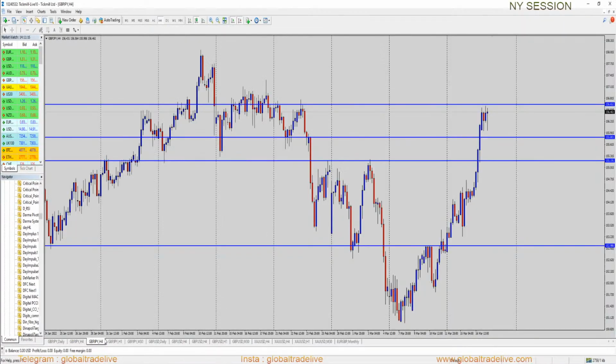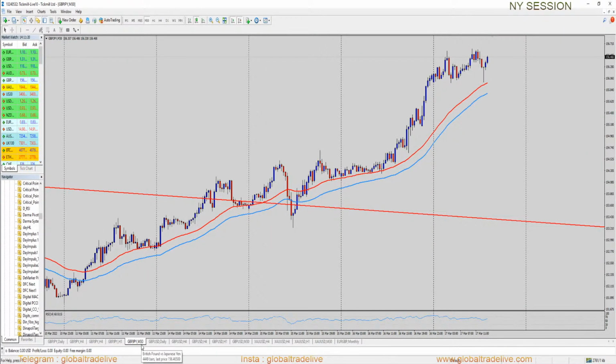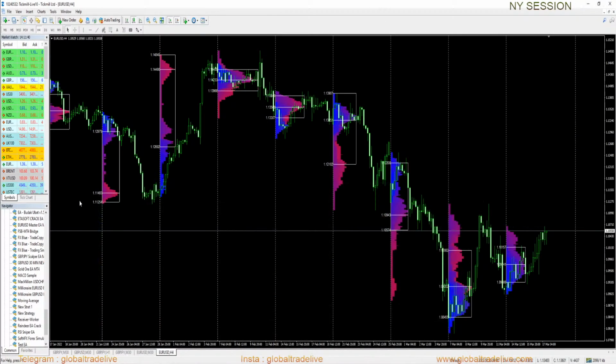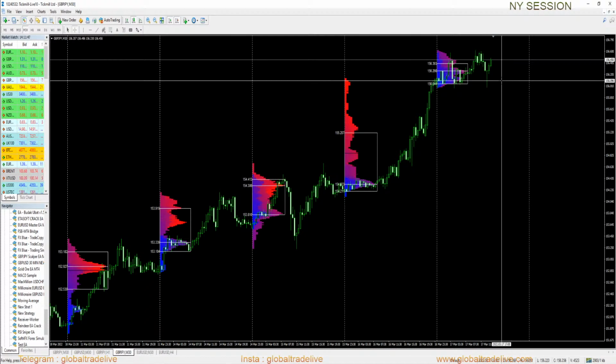Have a look over here. You know, all the time frames really look bullish, and I really think once it starts to move up, definitely there will be a nice movement to the upside. This is GJ over here.